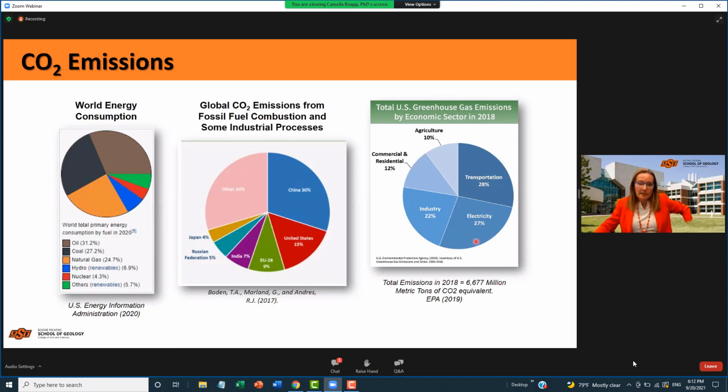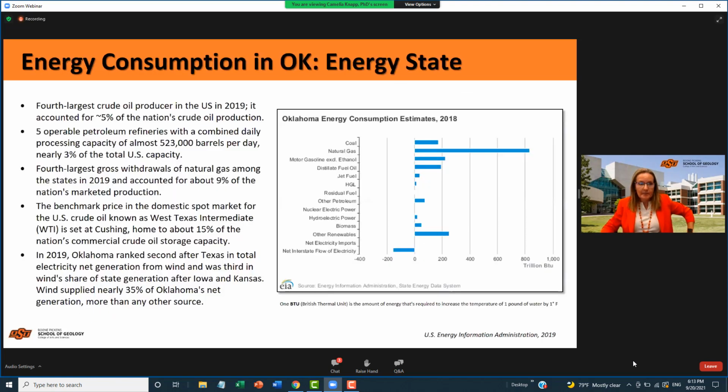But shown here on the right side, you also see transportation and agriculture, mostly coming from cows, agricultural soils, and rice production. So there is a mix in the world energy consumption and the total U.S. greenhouse gas emissions, just in general. I thought I would show this.